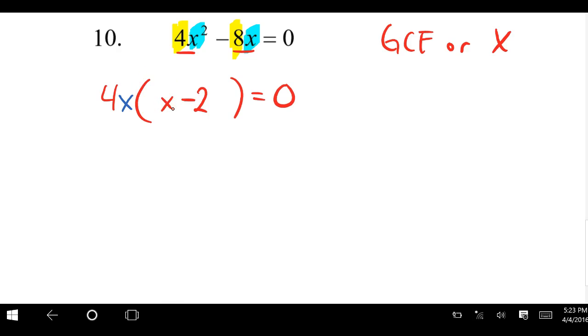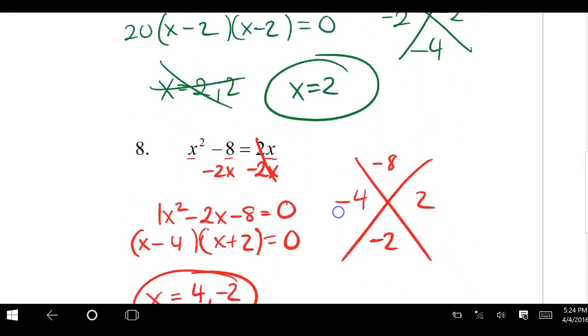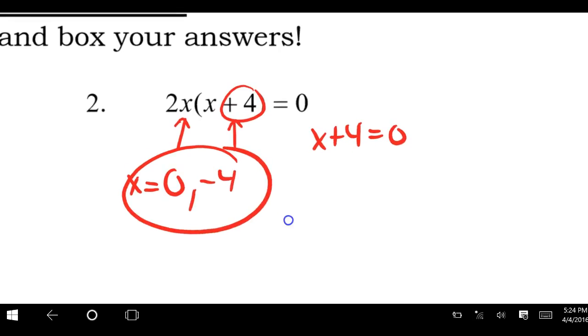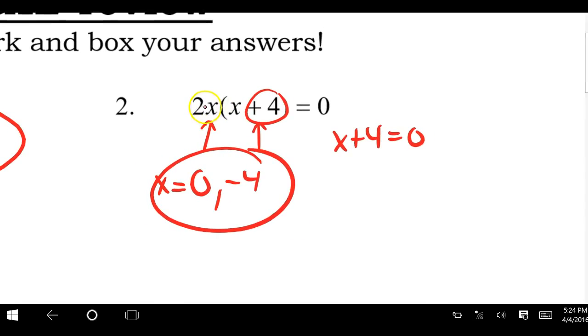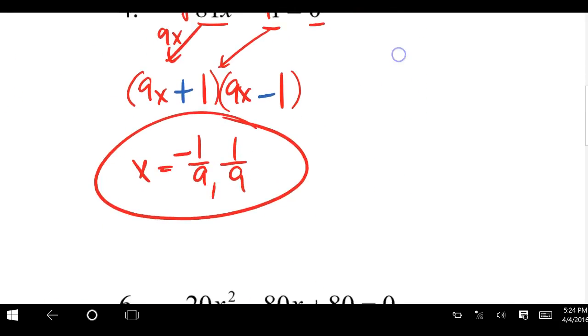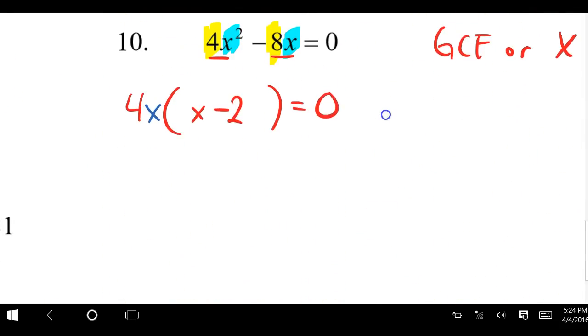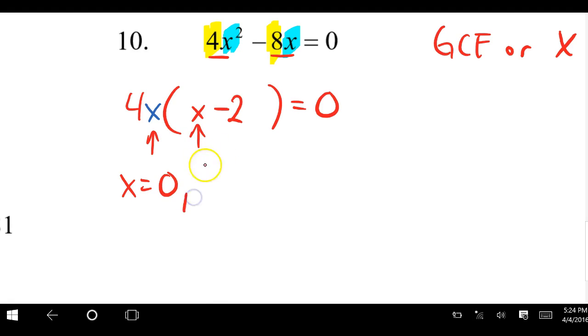So now, take a look at this problem and compare it to this problem we did on our number 2. We have a number with an x on the outside, and then a binomial with 2 numbers on the inside of the parentheses. So it's pretty much just like that on this next step. So here, to get 0, I would plug in 0. And then here, I would plug in positive 2, because this is negative 2, so this will be positive 2.